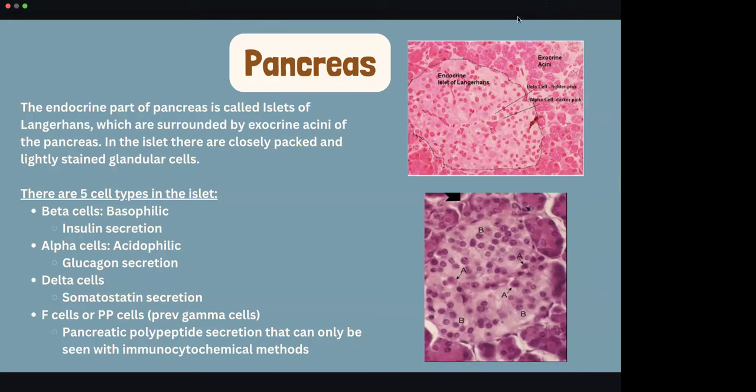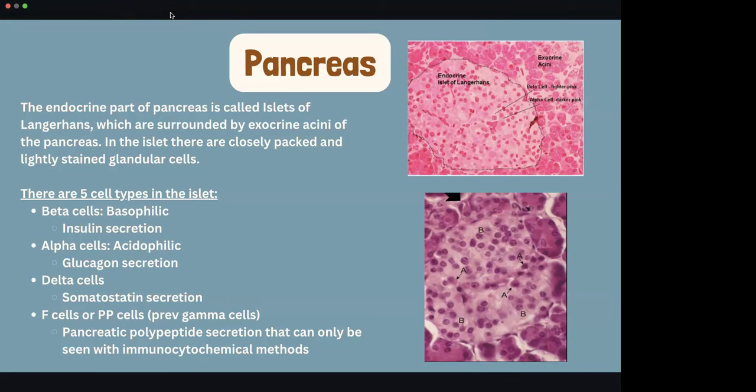And there are 5 main types of cells in the endocrine pancreas. We have the beta cells, the alpha cells, the delta cells, and the F cells. The beta cells are basophilic cells and they produce insulin.